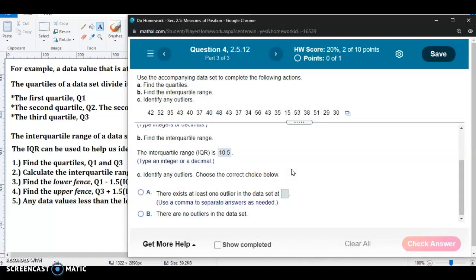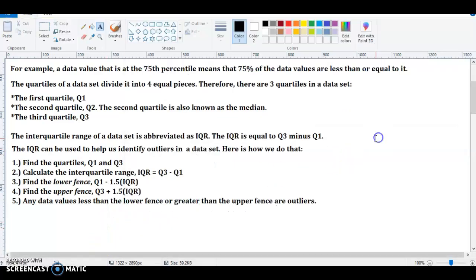All right, then we're going to identify any outliers in this data set. We discussed how to determine whether a data value is an outlier. Like we talked about earlier, the IQR can be used to help us identify outliers. We start by finding the quartiles Q1 and Q3, and then we calculate the interquartile range, which we just did, Q3 minus Q1. So let's go ahead and calculate the lower and upper fences for our data set.